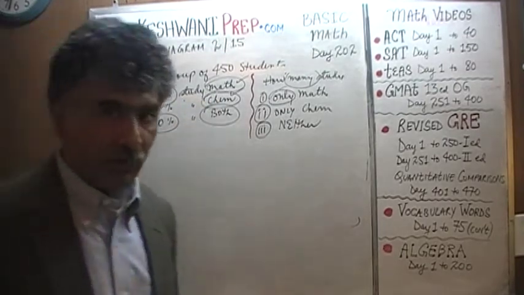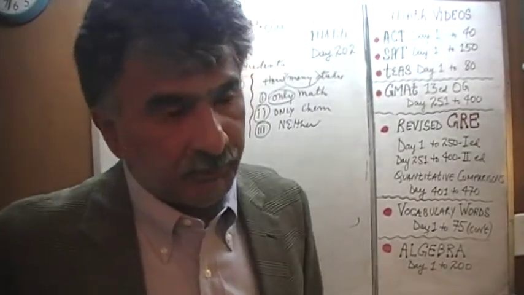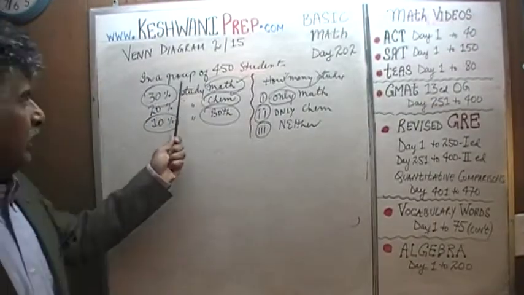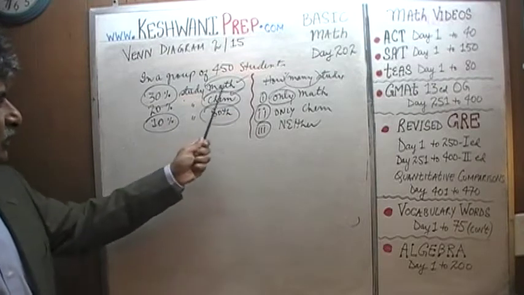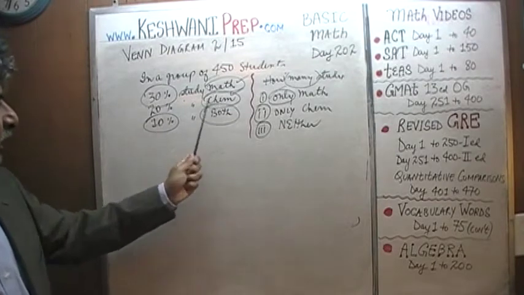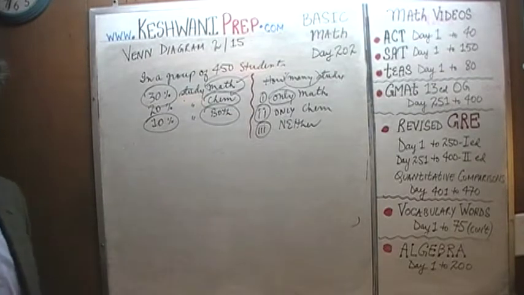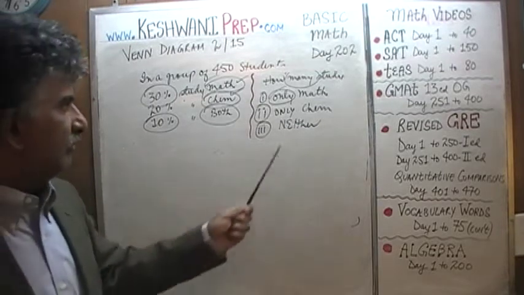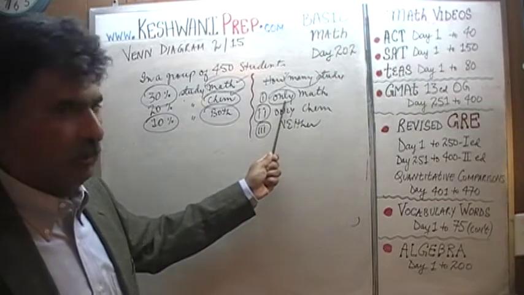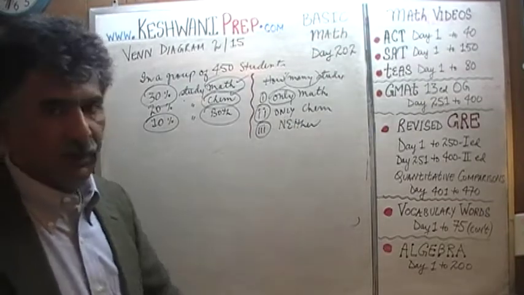The problem, as you can see, is already on the blackboard. Let's take a look at it, shall we? We are told that we have a group of 450 students. 30% of them study math, 20% study chemistry, and 10% study both. The question simply is, how many of these students study only math, only chemistry, and neither?